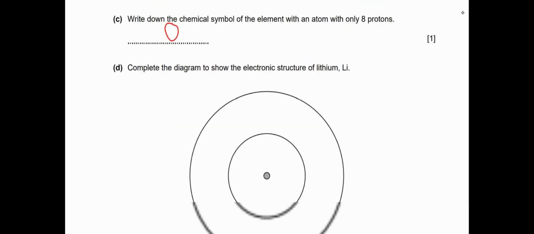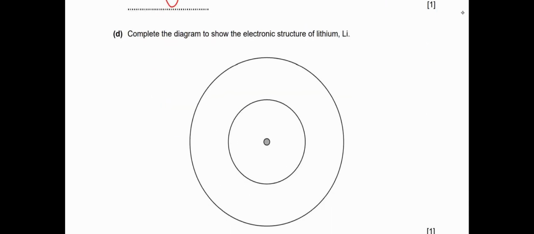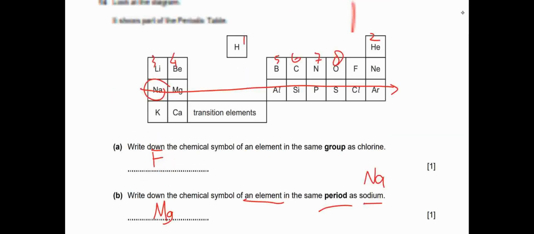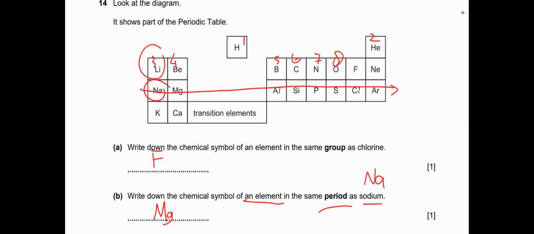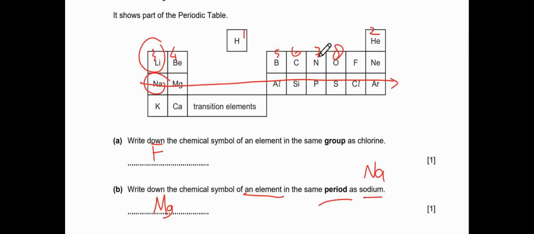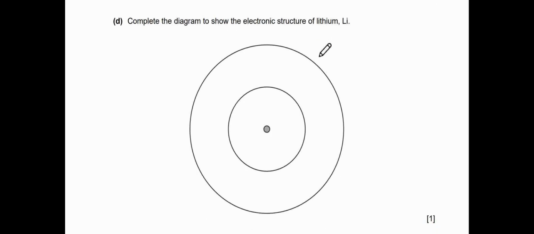Complete the diagram to show the electronic structure of lithium. Lithium has 3 protons and 3 electrons because it has an atomic number of 3. So we write down there are 3 electrons in its orbital shells. So we just write down here 1, 2, and this is 3.